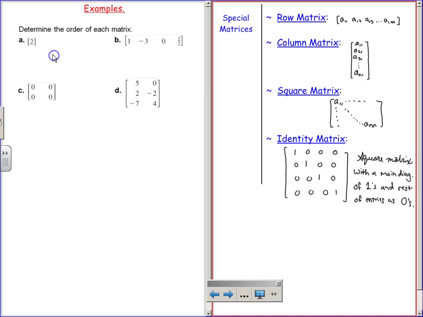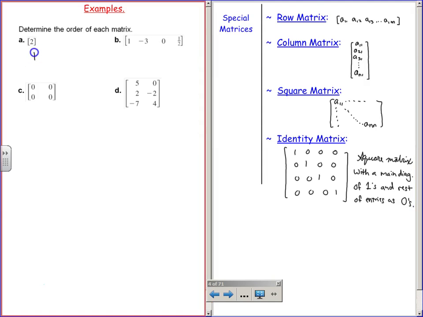Well, hold on. The basics. How do we know what order this would be? If you wanted to get this in your calculator, what would you make the order? What by what? Oh, it's a 1 by 1. That's easy. How about this one? 1 by 4. 1 row, 4 columns. How about this one? 2 by 2. How about this one? 3 by 2. Okay. I want to make sure that you know how to describe the size of a matrix.